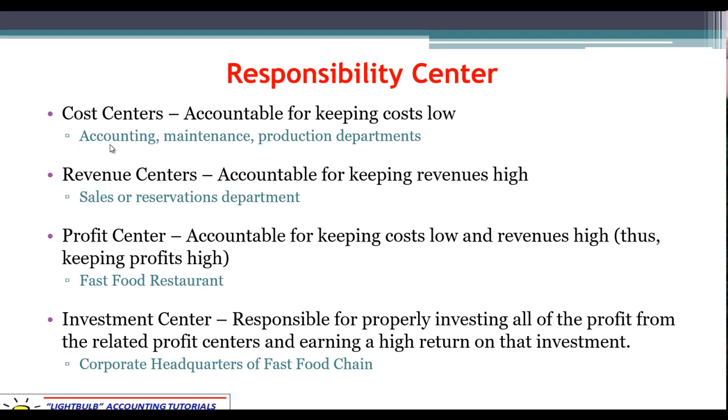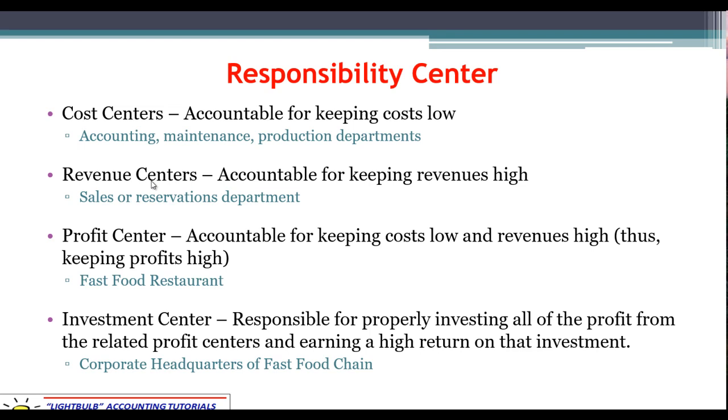So we're talking about areas like accounting, assuming this is not a CPA firm that sells the accounting services. It's just an internal type accounting area. Maintenance, production departments, anybody that does not generate a revenue directly.